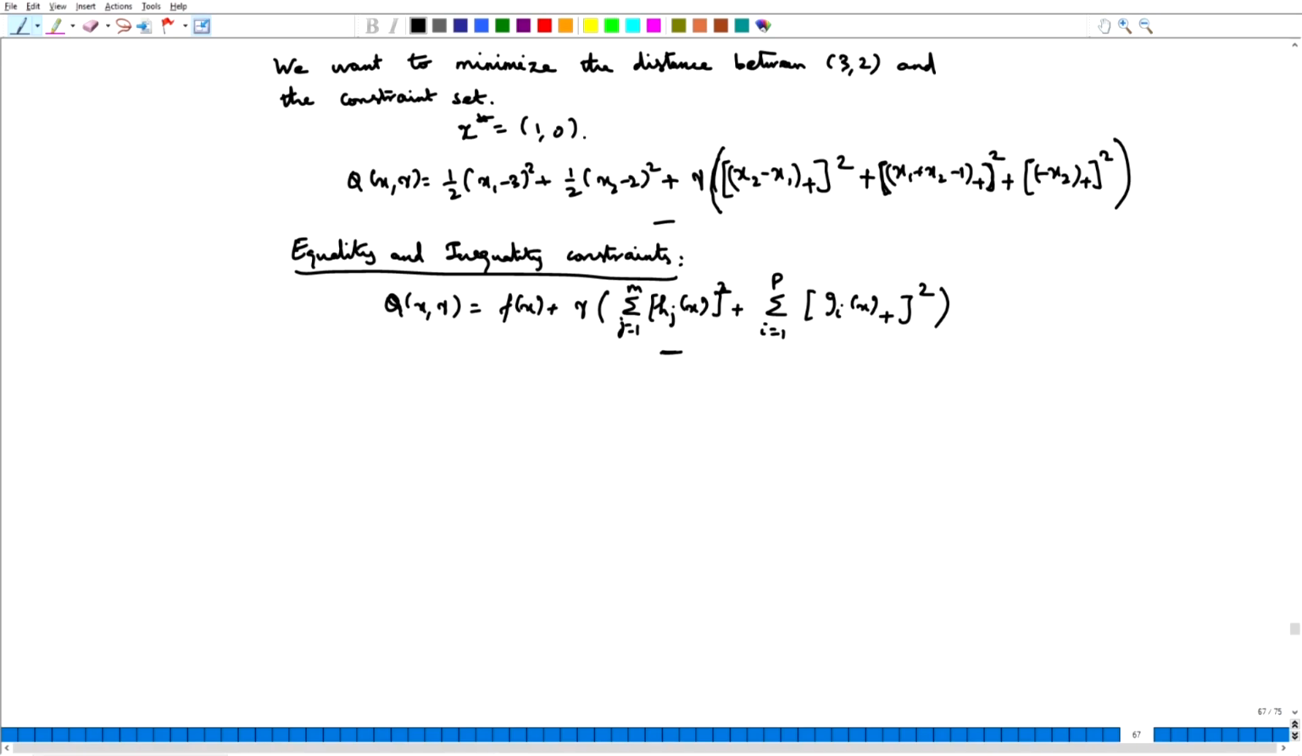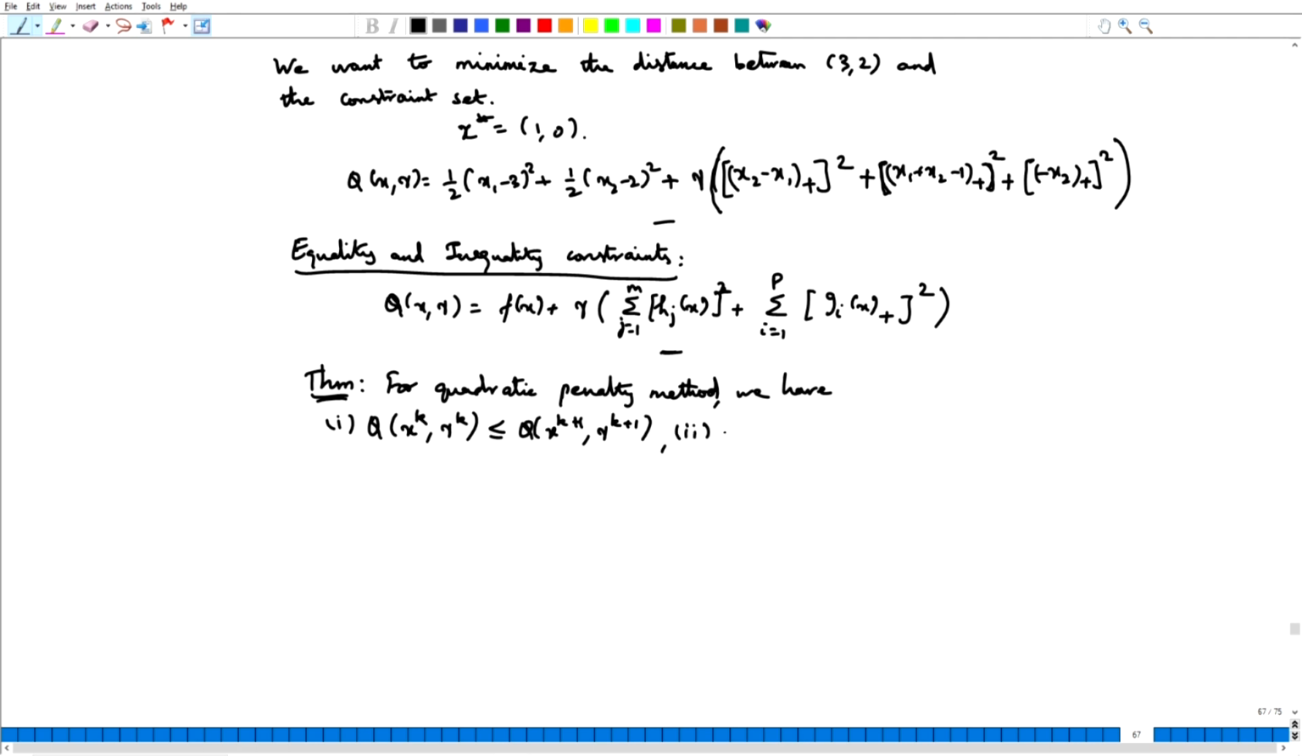So, I will give a theorem which tells you what actually happens. The theorem is as follows. For the quadratic penalty method we have 3 results. One is q of x k, gamma k is less than or equal to q of x k plus 1, gamma k plus 1. The second is the penalty at x k is greater than or equal to the penalty at x k plus 1, and the third is f of x k is less than or equal to f of x k plus 1.